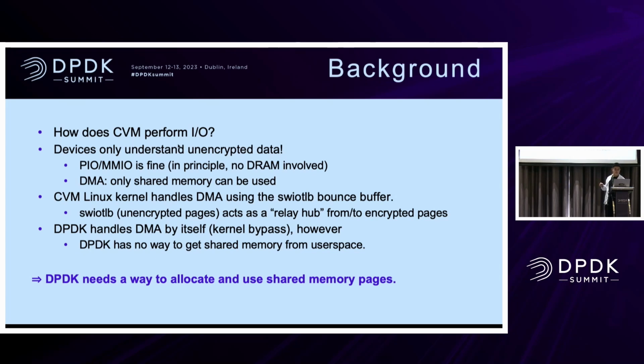It maps the software IOTLB buffer using unencrypted memory, and that buffer acts as a relay hub between the shared memory and encrypted memory. But DPDK doesn't have a way to get such unencrypted pages. DPDK has to handle DMA by itself and establish the DMA channel by itself. So DPDK needs a way to allocate and use shared memory pages from the kernel.